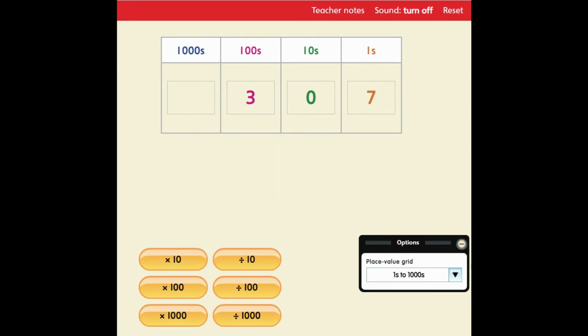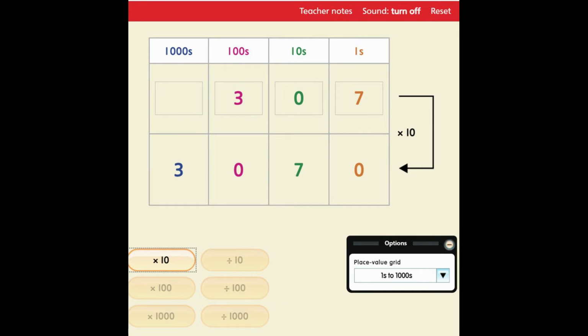Let's look at another one together. 307 times 10. So again, the number is bigger, but the process is exactly the same. 0 joins the end, and all the numbers are pushed along one column to the left. So our 7 becomes a 70, our 0 goes into the hundreds column, and our 3 goes into the thousands. So multiplying by 10 is nice and easy. You just need to remember that each number moves along one column in your place value, and a 0 will take its place on the end.